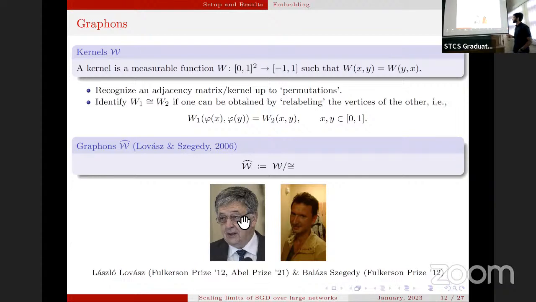Lovász and Szegedy were awarded the following prizes for developing this theory forward. So this was in 2006.